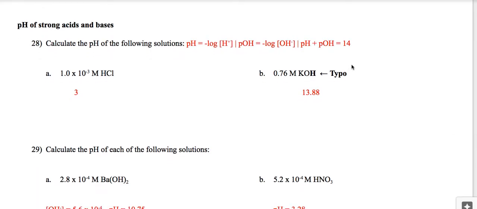pH of strong acids and strong bases. So those are the three different mathematical relationships we need to memorize. If it's a strong acid, all we have to do is to take that hydrogen.